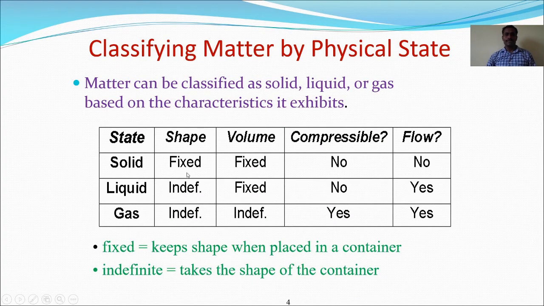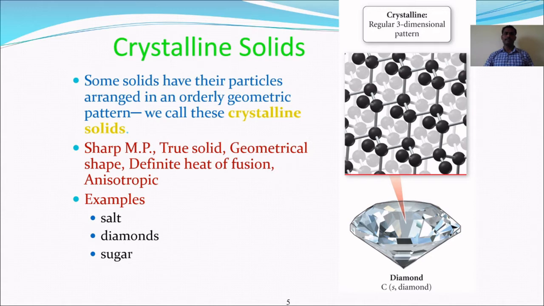So solid has fixed shape, fixed volume, not compressible, does not flow. Liquid has indefinite shape, fixed volume, not compressible, but it flows. Gas has neither definite volume nor shape, is compressible and fluid. Therefore, we will consider solids, and solids can be further classified into 2 categories: crystalline solid and amorphous solid. So let us see crystalline solid.